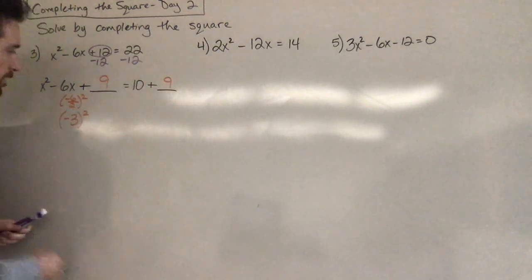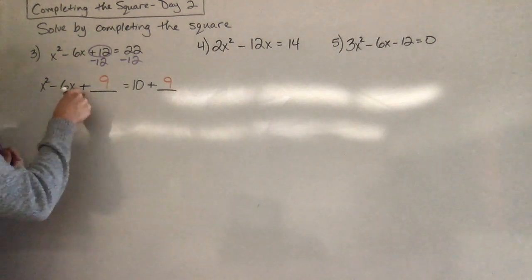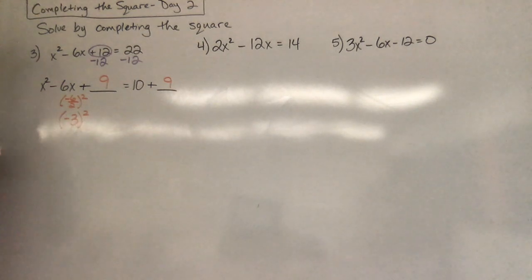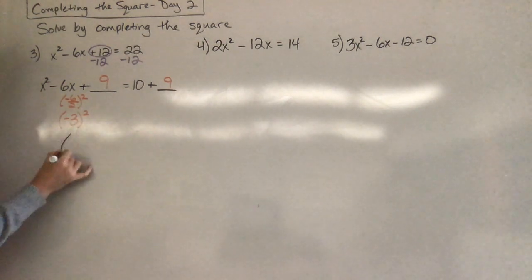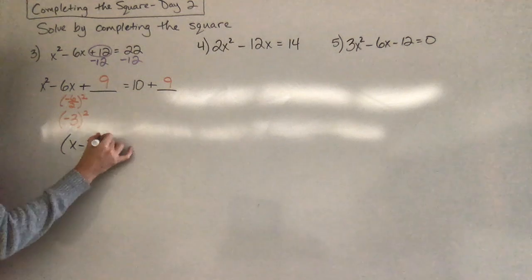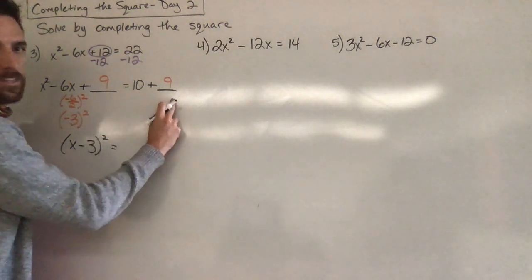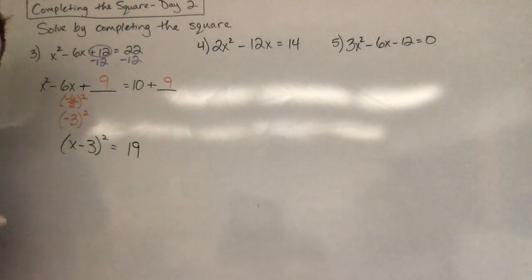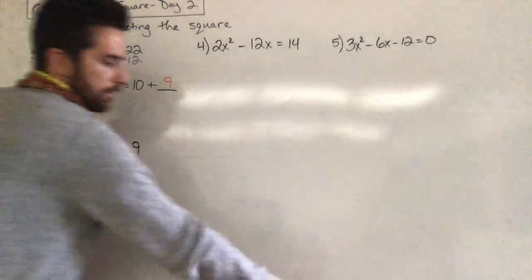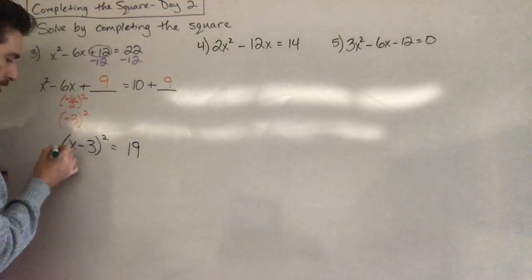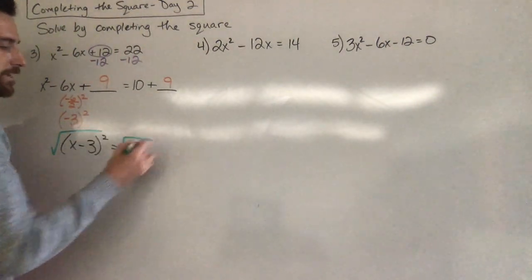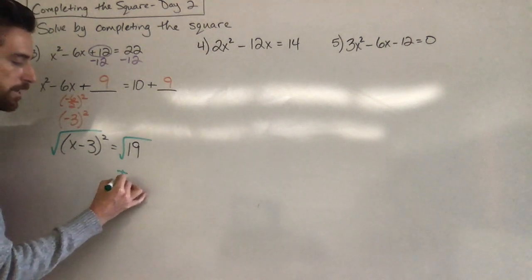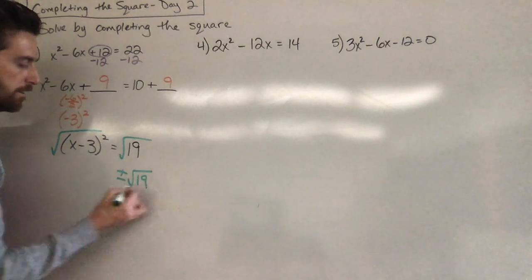So the left side, x squared minus 6x plus 9 factors to x minus 3 squared. X minus 3 squared equals, over here we have 10 plus 9, 19. How do we undo that square now? We square root it. So both sides, we'll take the square root. Now 19 doesn't even have any perfect squares, so the way we're just going to write that is plus or minus the square root of 19.